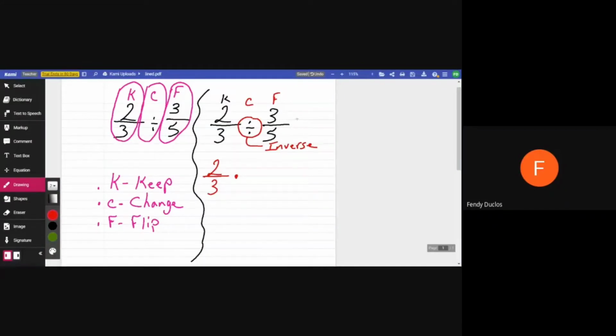So now I have to flip this last value here. And instead of having 3/5, I'm going to have 5/3.